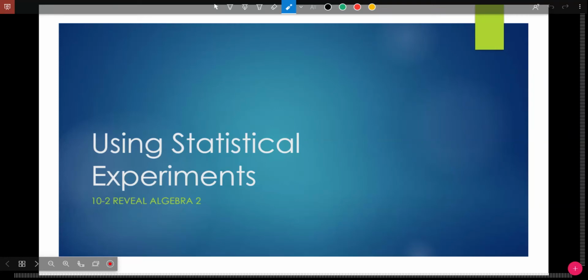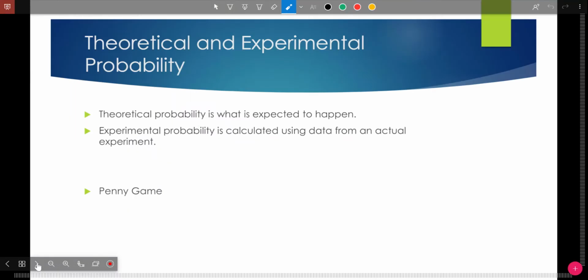Today we're going to talk about using statistical experiments, and that's from 10.2 in the Reveal Algebra 2 book. And first, you need to understand the difference between theoretical and experimental probability. Theoretical probability is what we can fairly expect to happen. All right? Experimental probability is calculated using data from an actual experiment.